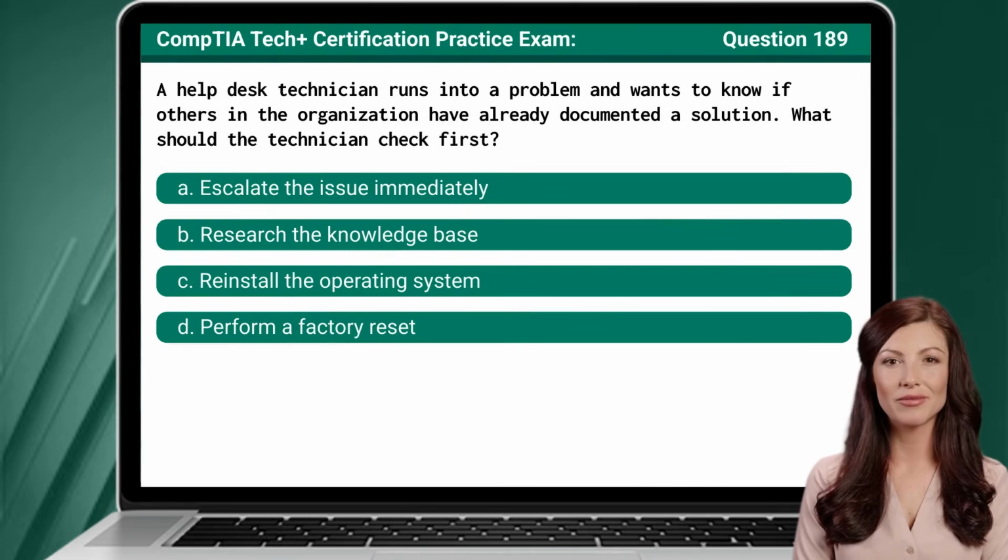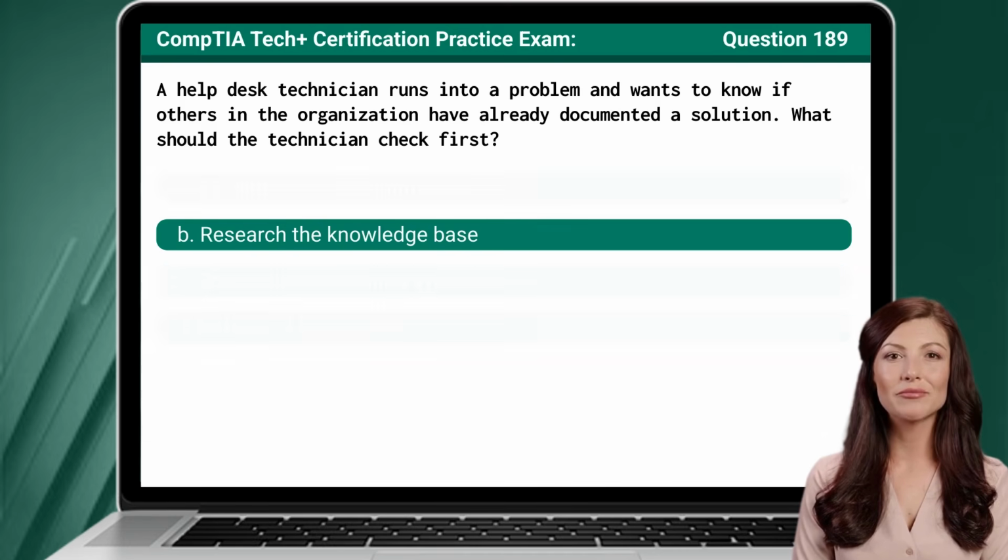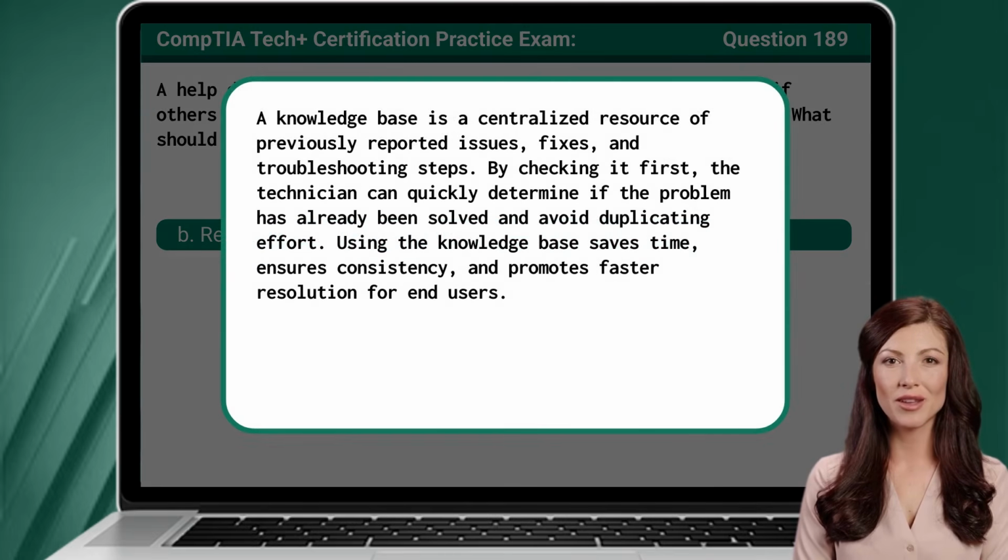Question 189. A help desk technician runs into a problem and wants to know if others in the organization have already documented a solution. What should the technician check first? The answer is B. Research the knowledge base. A knowledge base is a centralized resource of previously reported issues, fixes, and troubleshooting steps. By checking it first, the technician can quickly determine if the problem has already been solved and avoid duplicating effort. Using the knowledge base saves time, ensures consistency, and promotes faster resolution for end users.